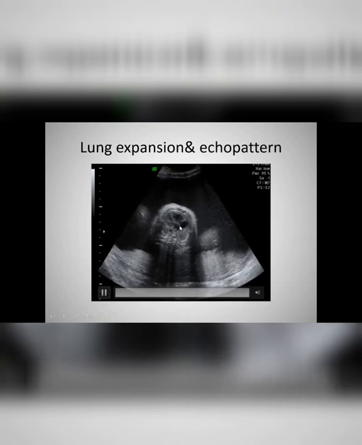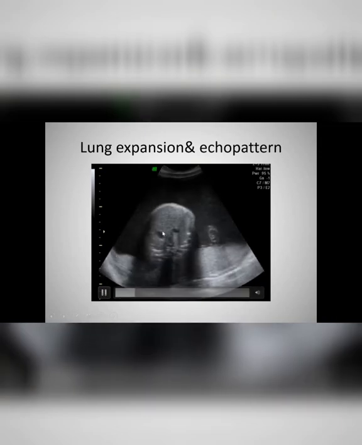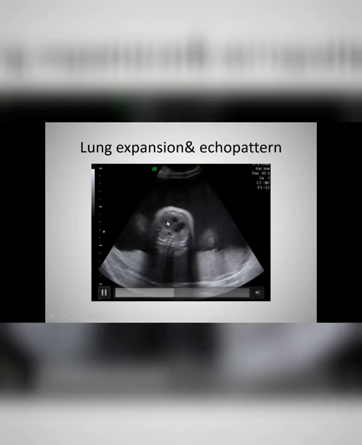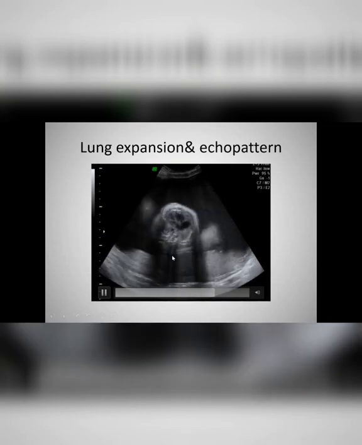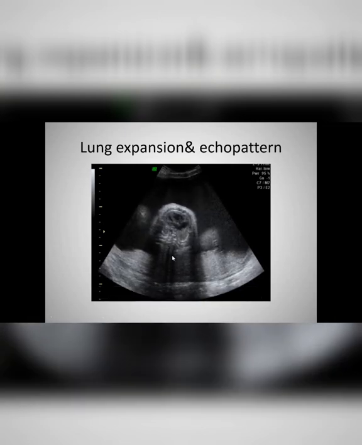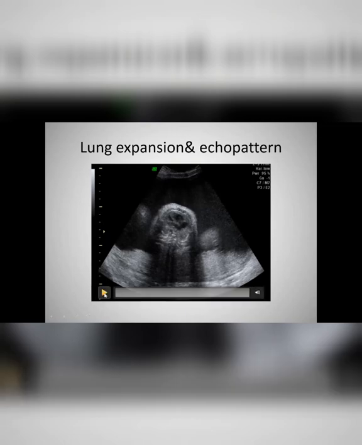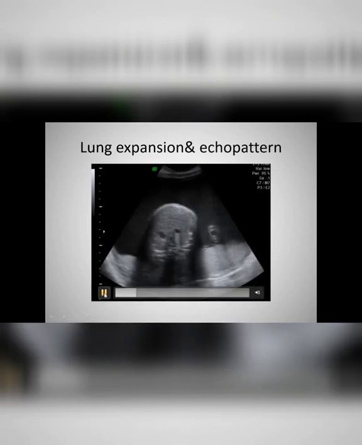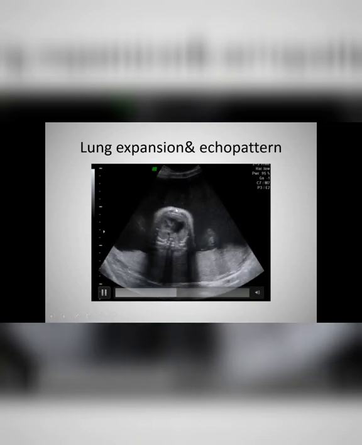The heart is more than half the chest circumference, while the abdominal circumference is good. Here the abdominal circumference, and this is the chest. This means that this is a pathological hypoplastic lung, but sometimes when the lung is not expanding, we find a narrow chest as regards the abdominal circumference. This is the abdominal circumference, and this is the narrow chest.